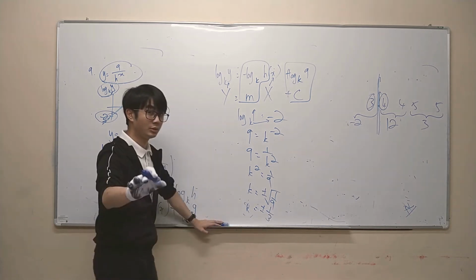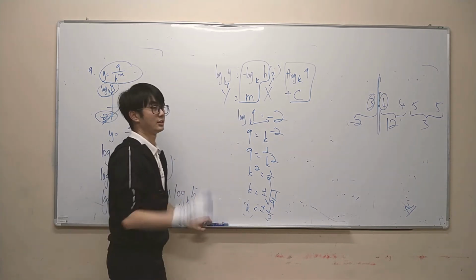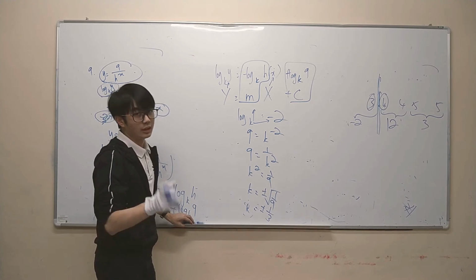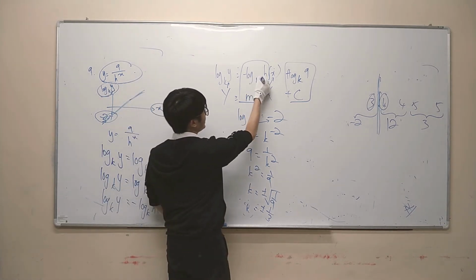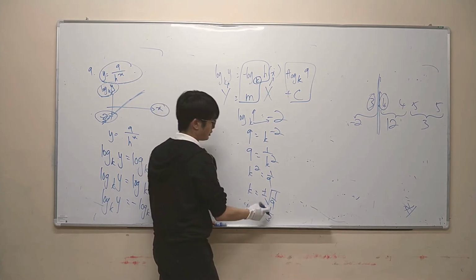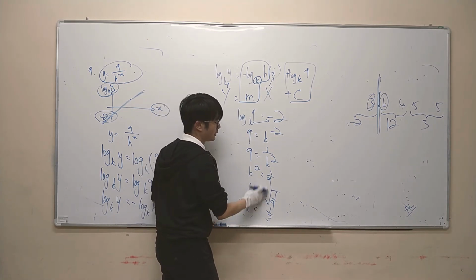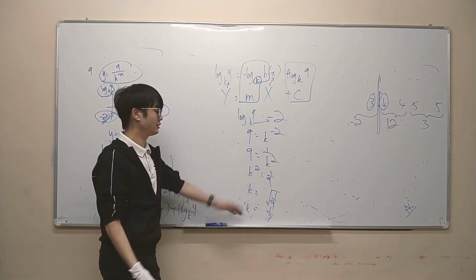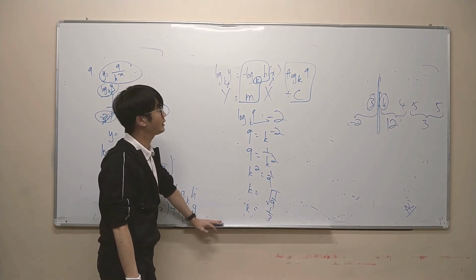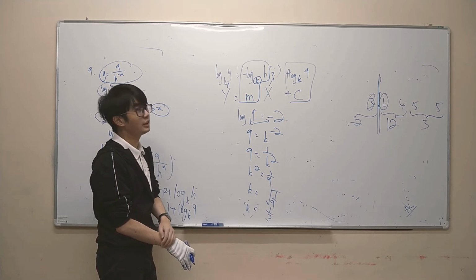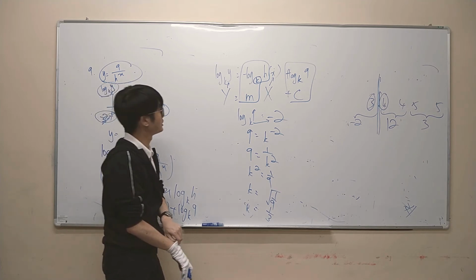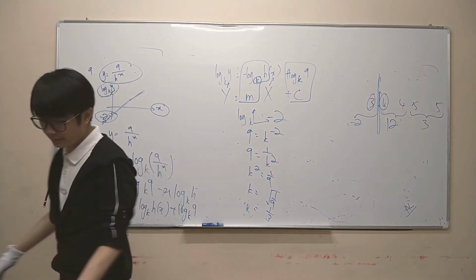Okay, let me tell you something extra. For log base, it cannot be negative. So we do not take the negative answer. So actually you can just leave it like this: k equals 1 over 3. Okay, because for log base there is no negative. Okay, so that's the answer. That's all. Next, number 10.